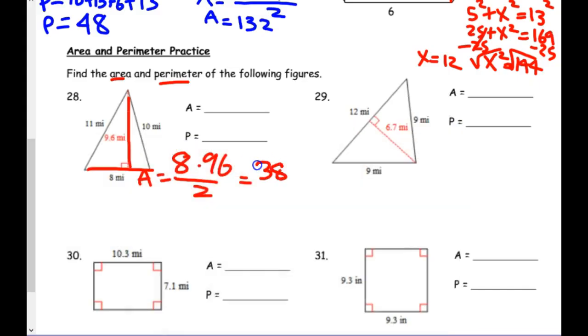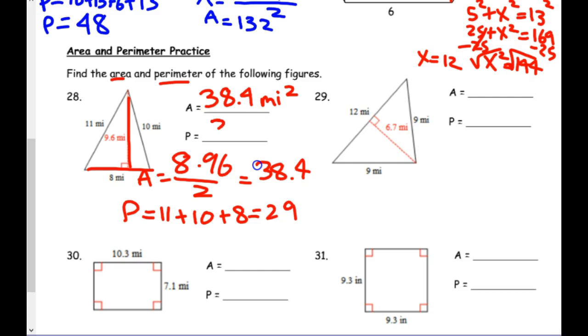This is miles, so not drawn to scale. Miles squared. And the perimeter, we're just going to add up 11 plus 10 plus 8. Do not add the height of 9.6. You get 29 regular old miles.